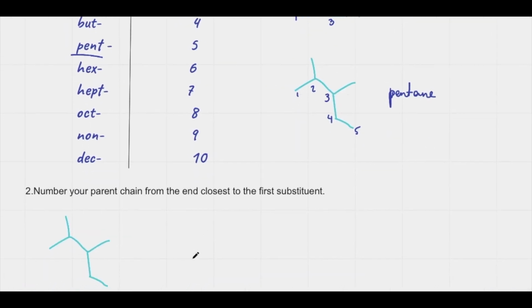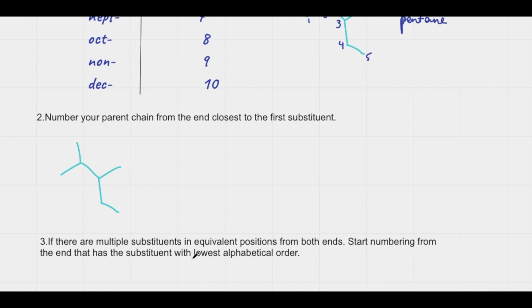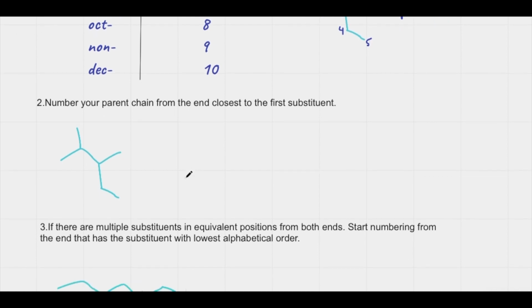Now let's look at the second step. Second, we have to number our parent chain from the end closest to the first substituent. Substituents are groups that are not on the parent chain, that are coming off of the parent chain. So let's go ahead and look here. Where is our parent chain? Where is the longest carbon chain? We have 1, 2, 3, 4. That's too short. 1, 2, 3, 4, 5. So that must be our parent chain. And I'm going to go ahead and highlight it.